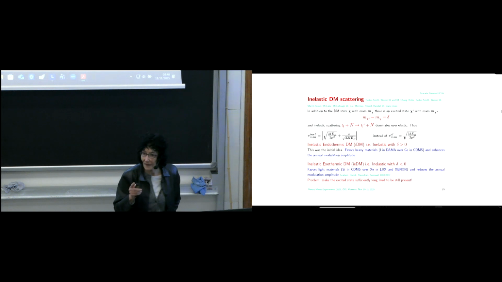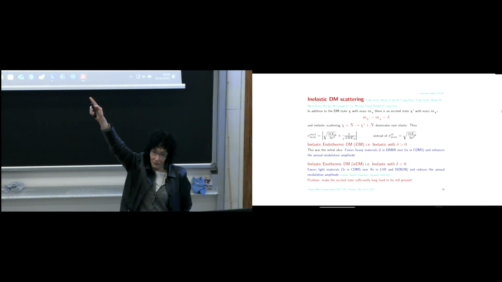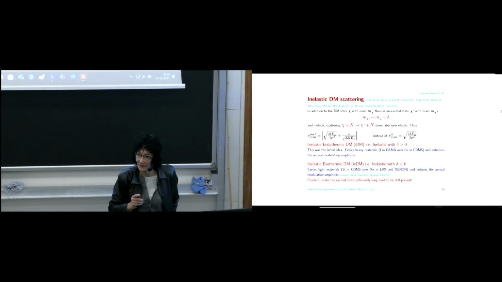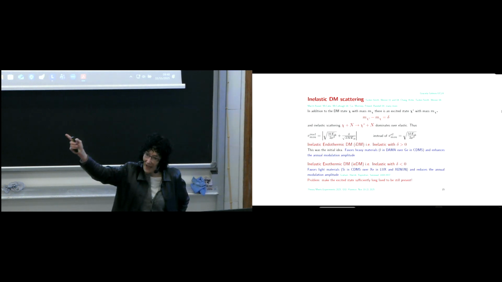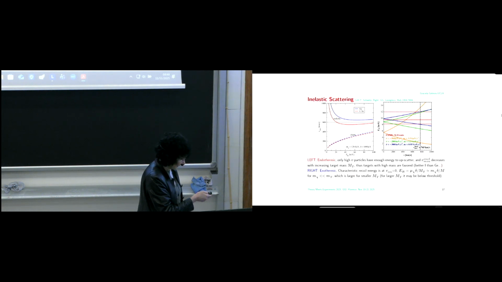The exothermic, okay, what is endothermic? Endothermic is delta larger than 1, namely the outgoing dark matter particle mass is larger than the incoming. You have to give enough energy to produce the mass besides everything, right? Besides the collision. And then exothermic is the opposite.